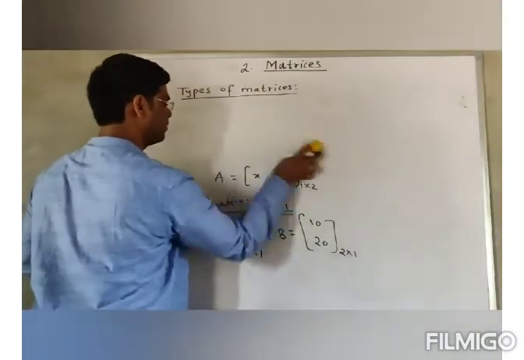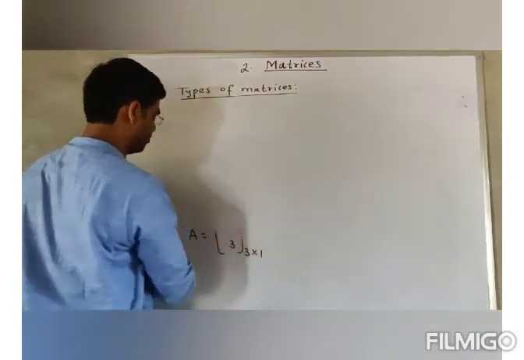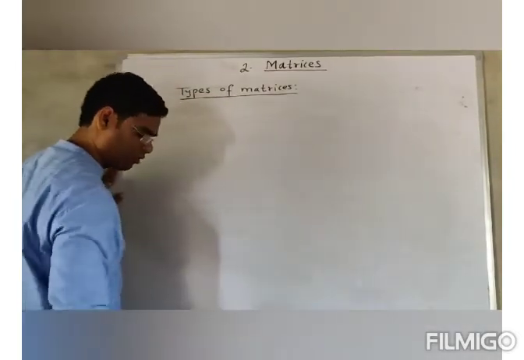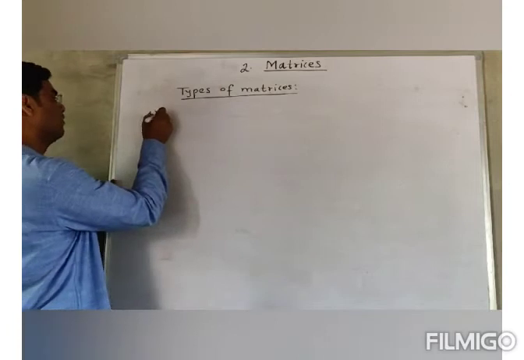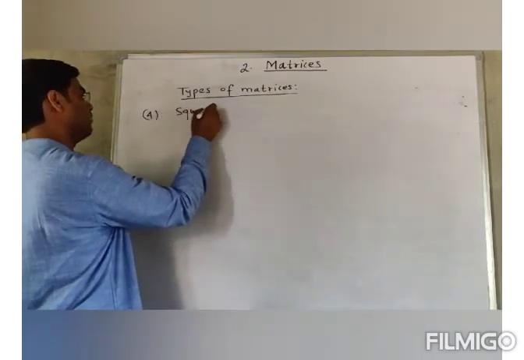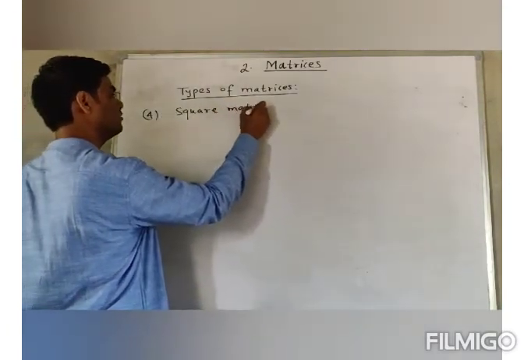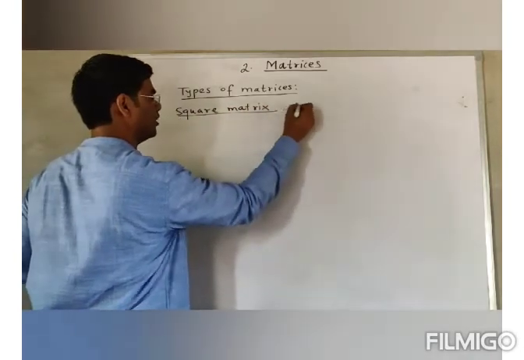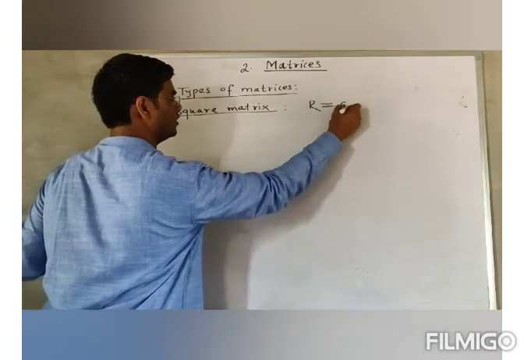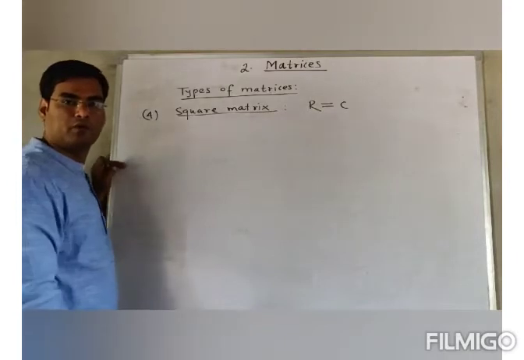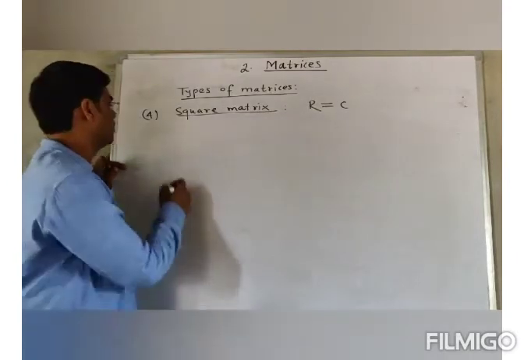Now the next type of matrix is square matrix. Square, the word itself indicates: in geometry, all sides are equal. So square matrix is a matrix in which number of rows are always equal to number of columns.